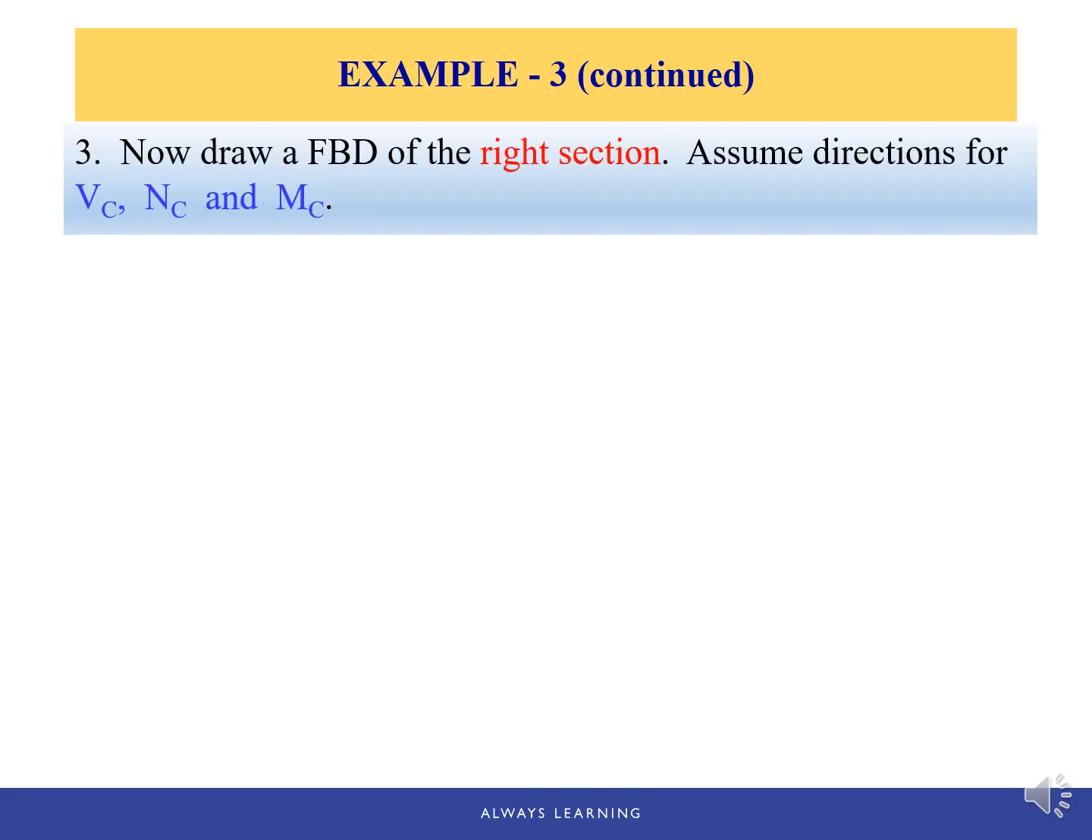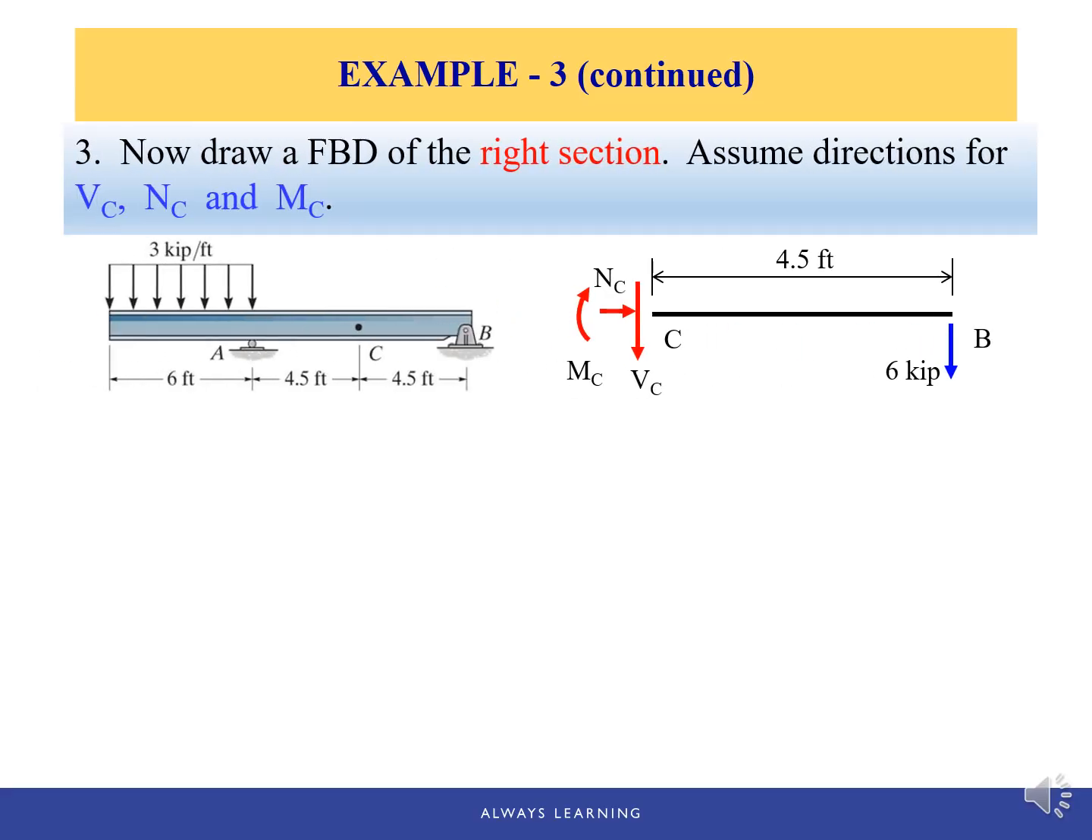And now we can draw the free body diagram of the right section and assume the directions for the shear force, the normal force, and the bending moment. So the right segment starts from point C to point B. And at point B, there's only one reaction, which is BY. And at C, we place the internal forces here. In this case, you can see this NC is drawn as a compression. It's pushing into this member CB.